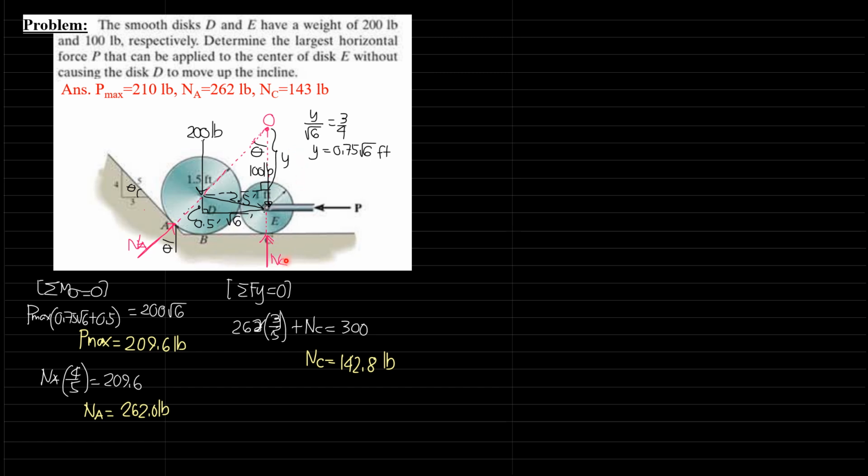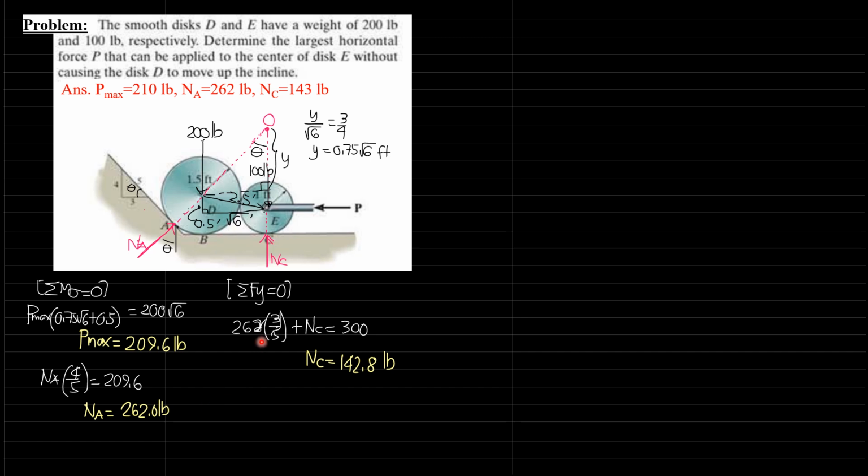Summation of forces horizontal, although these are not needed anymore. So summation of forces horizontal equals 0. The horizontal component of NA is NA sine of theta, and sine of theta is 4 over 5, then equals P, so 209.6. So solving for NA, it is 262 pounds.